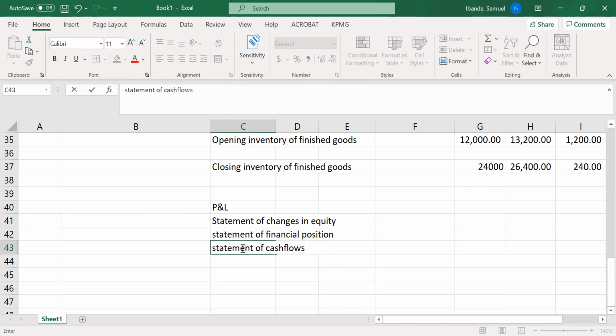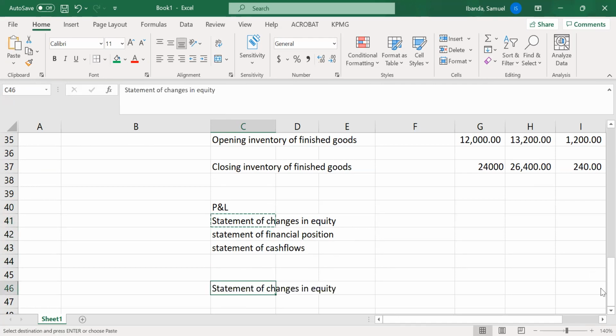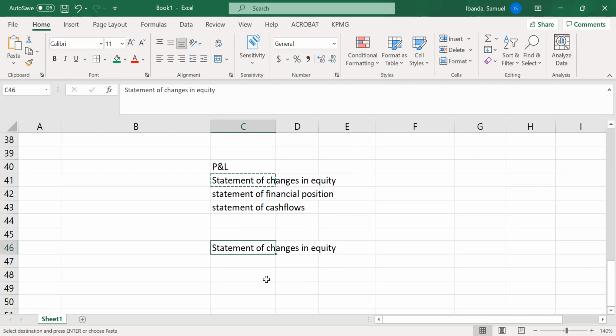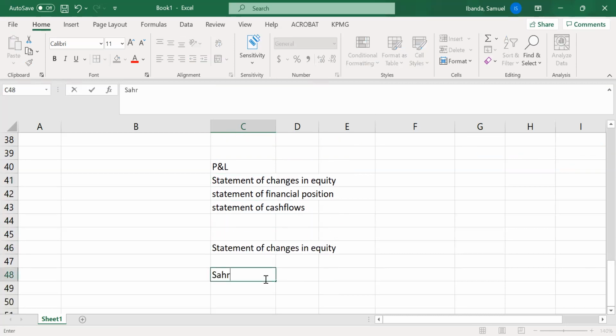This is one of those topics that you will not find directly on the syllabus, but once in a while the examiner wants to test it, so it's an area in which you should take keen interest. So I'll specifically comment on the statement of changes in equity. It basically looks at equity items, and when I say equity items, I'm speaking of share capital.